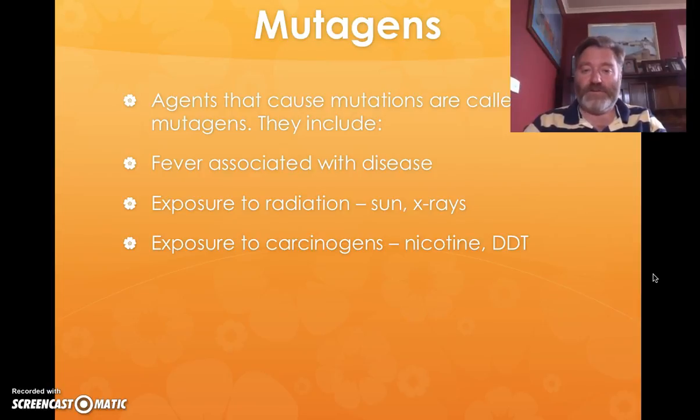Exposure to radiation, of course, is one of those classic ones, and so the sun's just enough, but X-ray is another one. So of course you go to get an X-ray and they cover you in these lead sheets and run out of the room, take the shot. So they were often concerned about too much radiation for the radiologists and the nurses. And of course carcinogens like nicotine and the drug DDT, which is used to kill insects like mosquitoes, are known to cause mutations also.